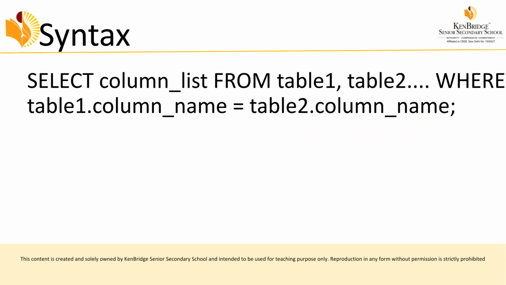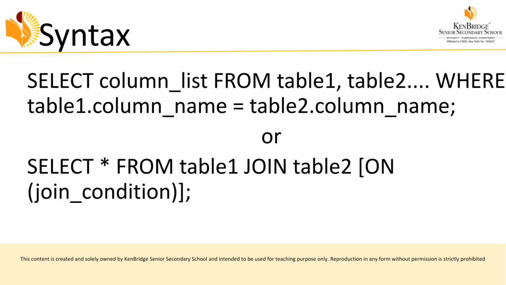Like this you can write, or else you can write in another format. Whatever we have seen in the previous videos about full outer join, right join, left join, the same syntax applies, but here in the join condition you have to use the equal to operator. So select star from table 1 join table 2 on join condition. If you are using any condition here you can use the on operator. Let's see the next one.